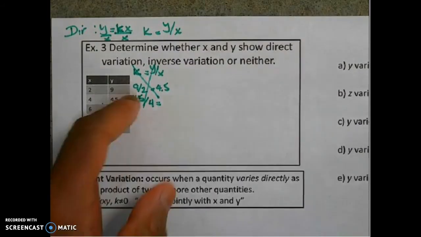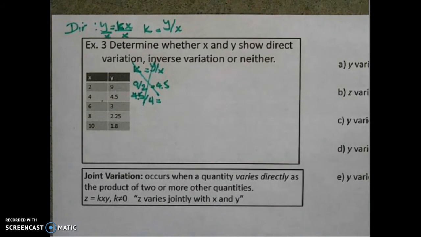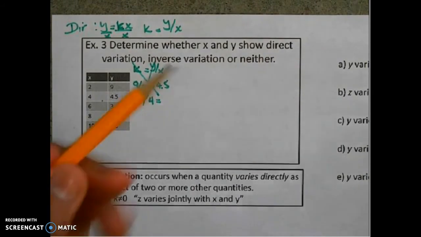If it was the same ratio every single time, then I would automatically and quickly say, yeah, that's going to be direct variation. But that did not work out for me.